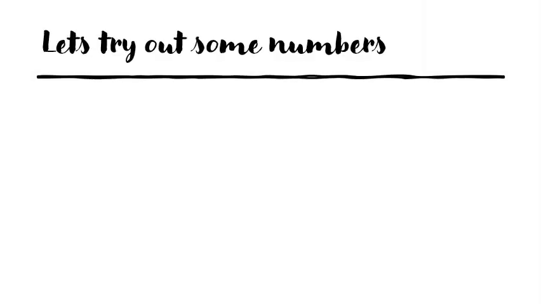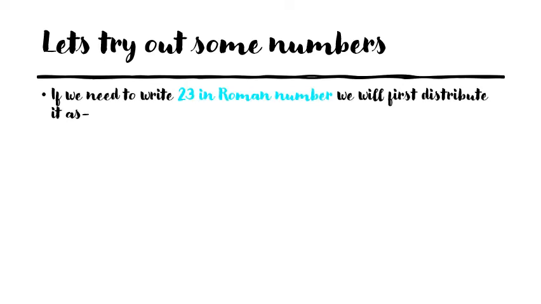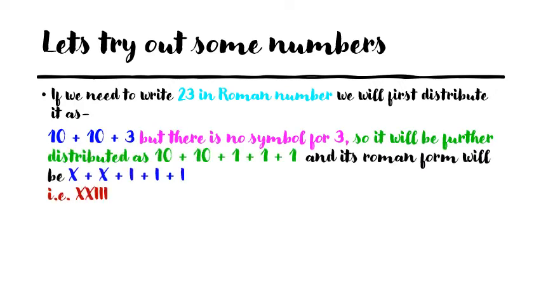Now children, let's try out some numbers to check our understanding. Let's write 23 in Roman number. For this, we will first distribute it as 10 plus 10 plus 3. But we know that there is no symbol for 3. So we will further distribute it as 10 plus 10 plus 1 plus 1 plus 1. We will write this combination because we have limited symbols in Roman numbers. Okay, we have symbol for 10 and we have symbol for 1. Therefore, the Roman form will be X plus X plus I plus I plus I. Hence, the Roman number for 23 is XXIII.